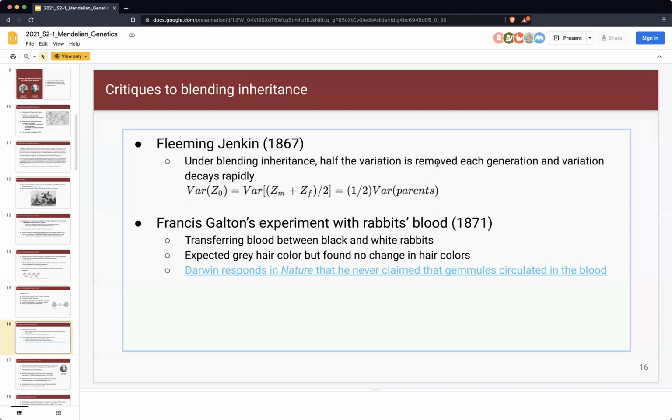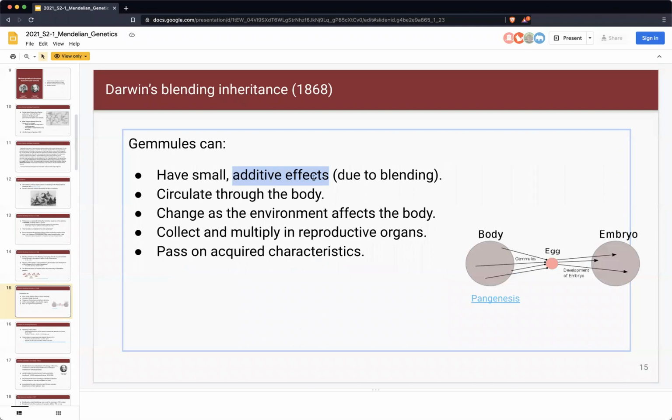Then he insists that gemmules do not circulate in the blood. But this is not really the perfect idea about the mechanisms of inheritance. So now we know that blending inheritance does not really explain the principles of inheritance, but blending inheritance is somewhat important in modern genetics, because in terms of additive characteristics and small effects, this definitely has great meaning in modern genetics, especially population genetics and medical genetics as well.